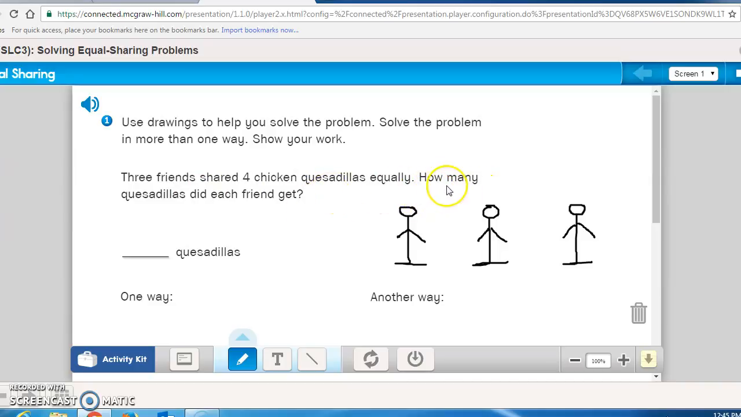Well, I would probably draw the 4 quesadillas just as boxes up top. 1, 2, 3, 4. Now you could have drawn them as circles. That's whatever you prefer. So what I would do probably first is I would cut them into thirds. So to cut them into thirds, I go from the corners down to the middle. And as you can see, that's a third. There's 3 thirds equals a whole.